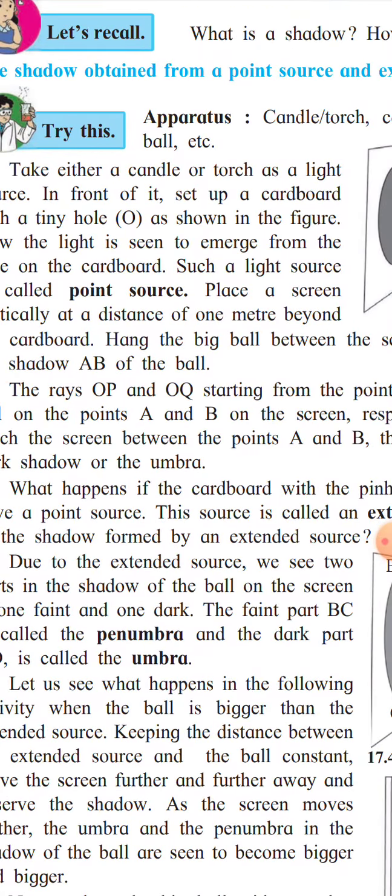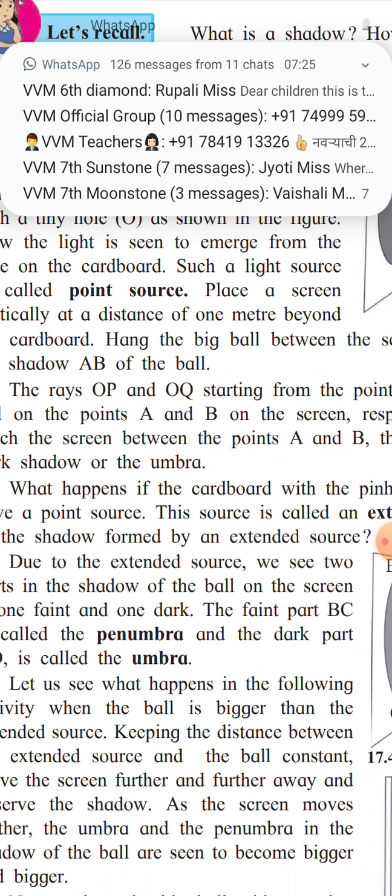Now what happens if the cardboard with the pinhole is removed? Now we do not have a point source. Now this source is called the extended source. What is the nature of the shadow formed by an extended source?